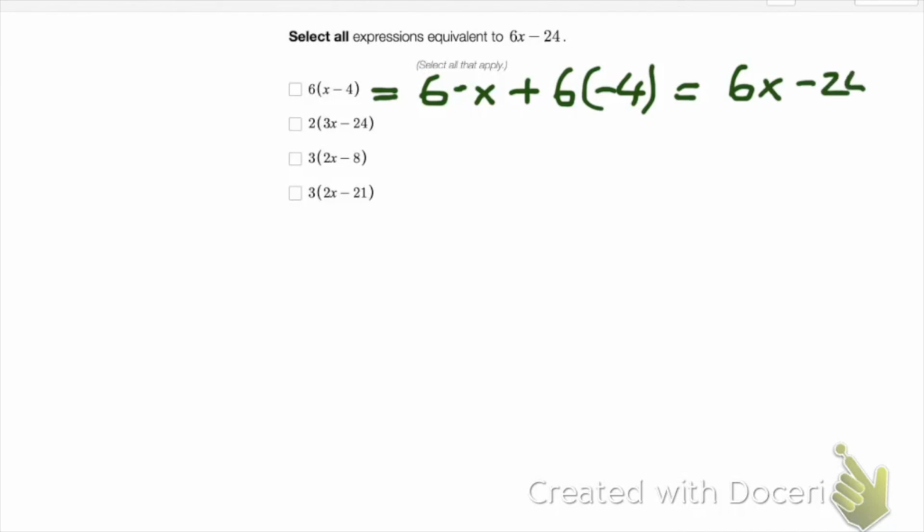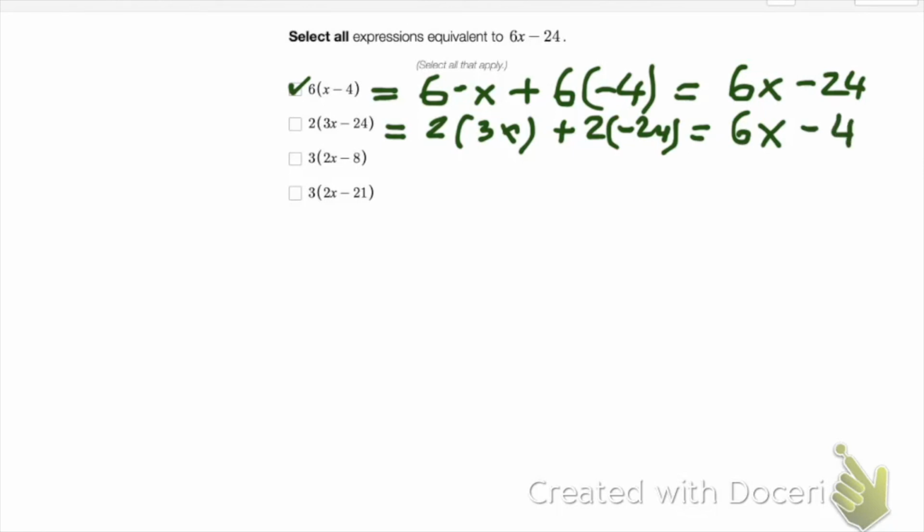Okay, another type of question is if they give you the expression 6x minus 24 already, then you need to simplify each option. It's going to be 6 times x plus 6 times negative 4, and it's going to be 6x minus 24. It is the same. Next one, 2 times 3x plus 2 times negative 24. 2 times 3x is 6x, 2 times negative 24 is negative 48, and it is not the same, so we cross it out.